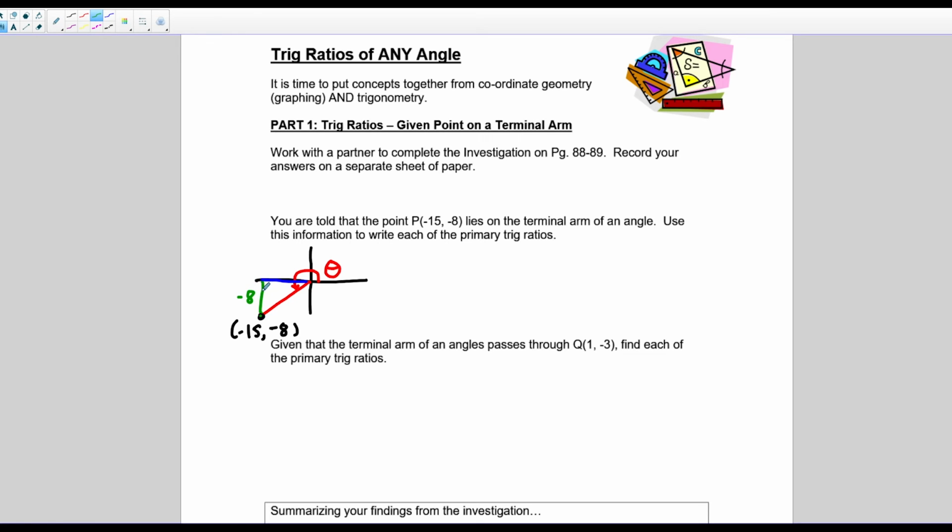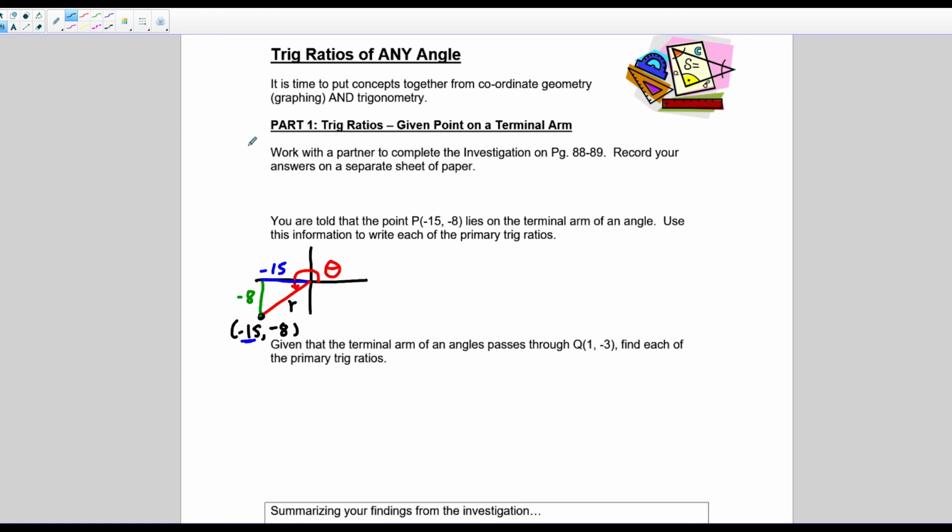Now again, remember that lengths aren't necessarily negative. We're just using this negative to represent the quadrant that we're in. Our blue side length is now going to be represented by that -15, so that -15 goes there. And the only thing left to do is figure out what the radius is for this red line. So we can use the Pythagorean theorem to help us out.